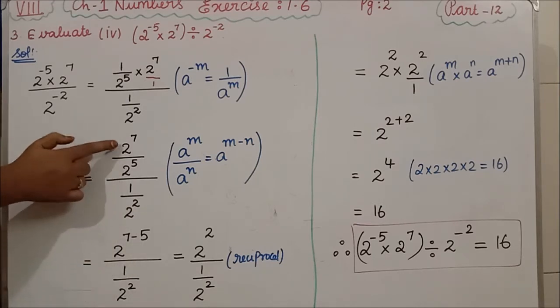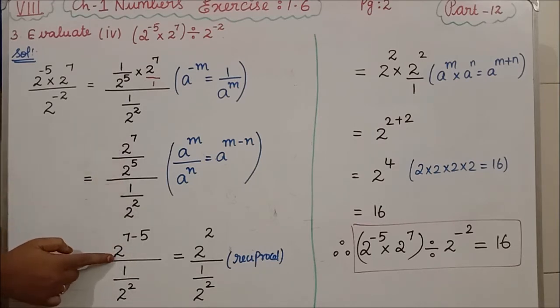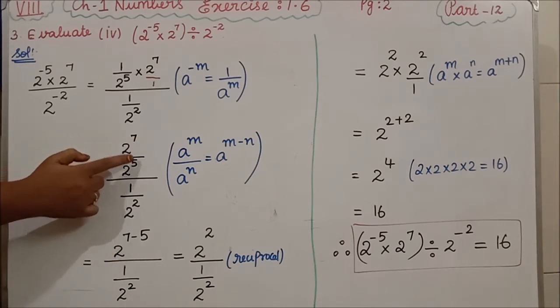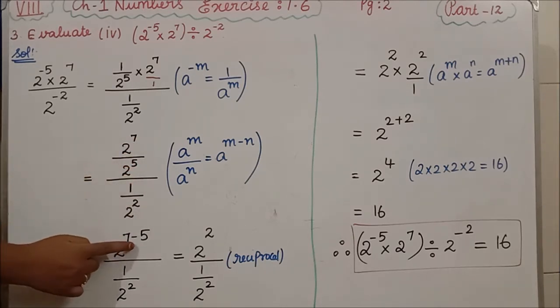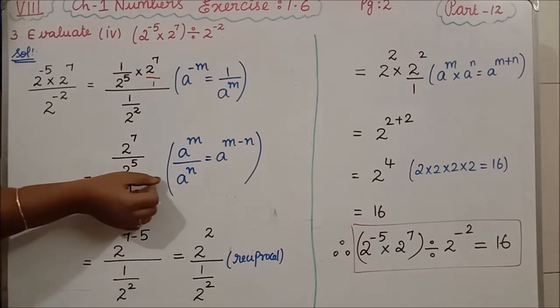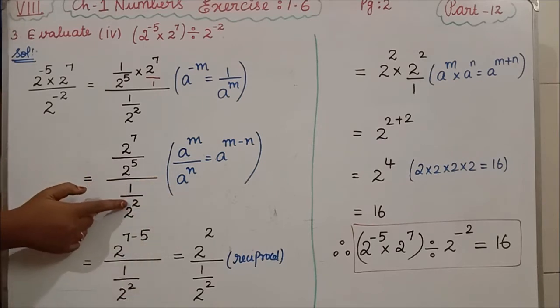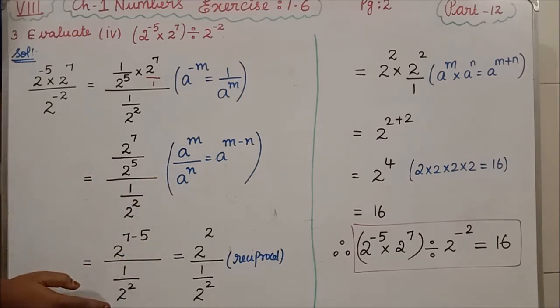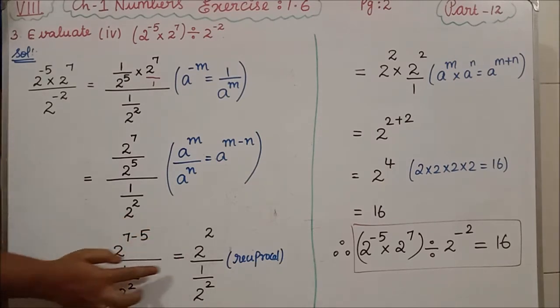So like that I am writing the next step. Here both are 2, isn't it? I have written 2, in the power here 7, in the power here 5. So I have written 7 minus 5. Clear students? Divided by. Here also the divide is there. In the denominator what am I having? 1 by 2 square, so I am also writing 1 by 2 square. Clear? The next step. 2 I have written. 7 minus 5 is what? 2.